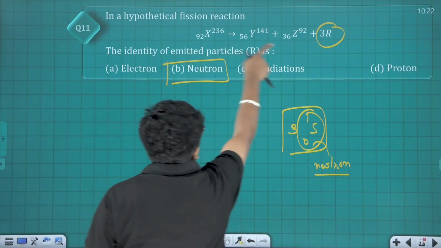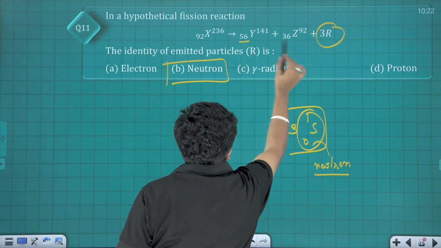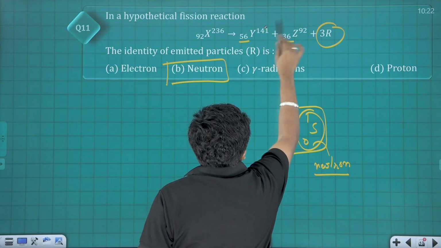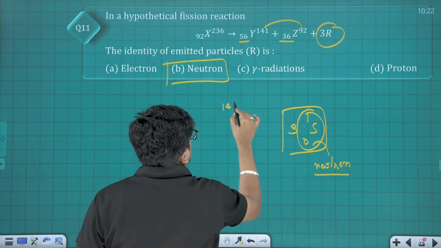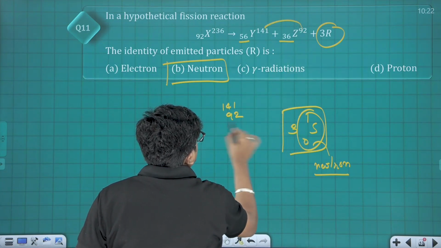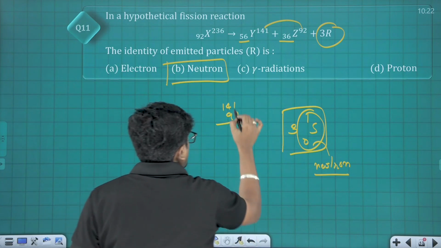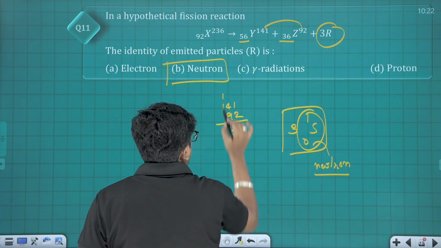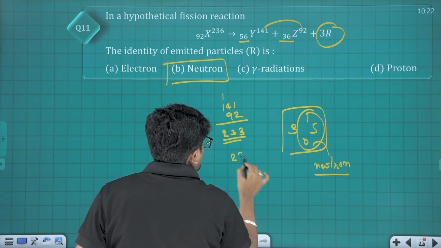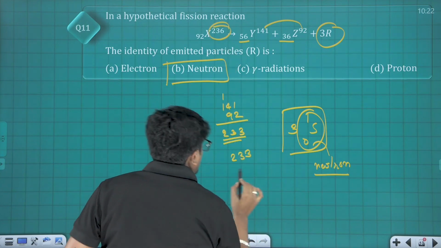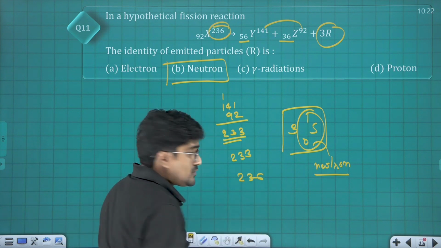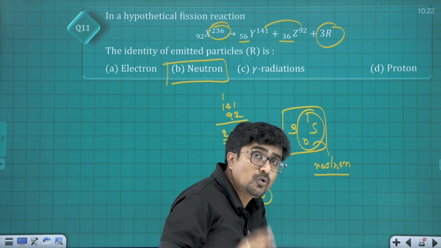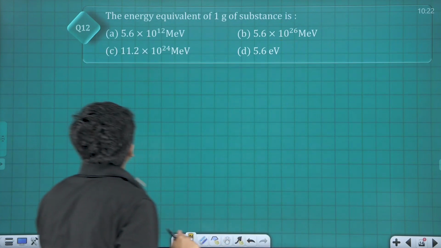So if you just take the comparison, here you can see 56 plus 36, it's coming as 92, and here if you go for this, it is coming as 141 plus 92, isn't it? Here this is coming as 2 plus 1 is 3 and 9 plus 4 is 13. Fine, left with 1, it's 233. 233, and here we have got 236. So the gap is of number 3, and that's going to be balanced only by 3 neutrons. So that's the case. Next is question number 12.